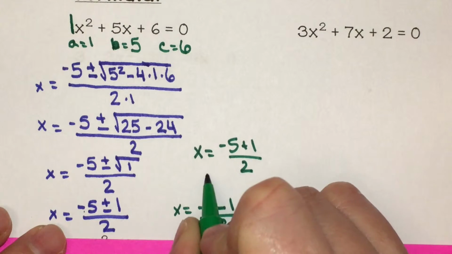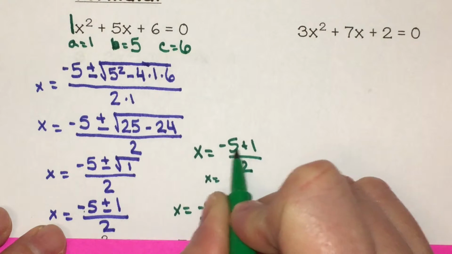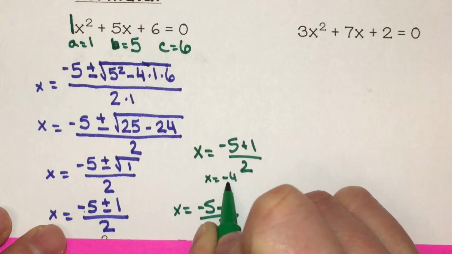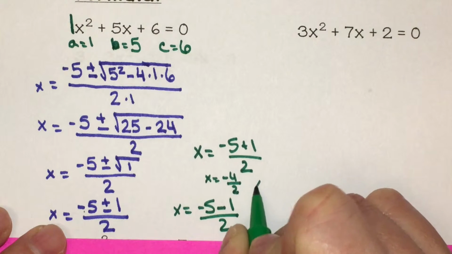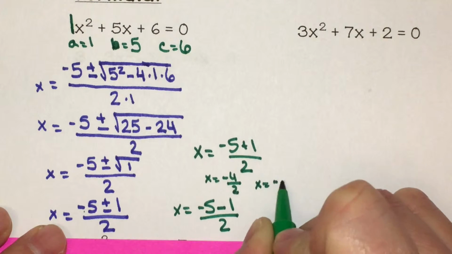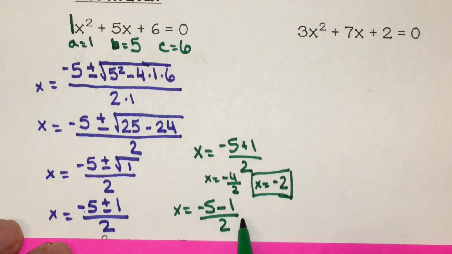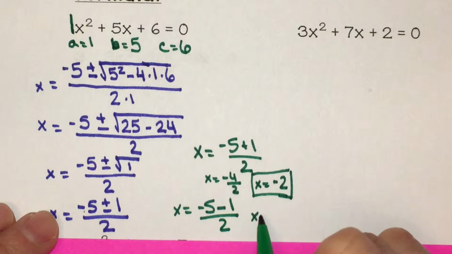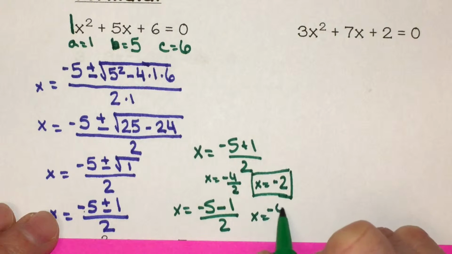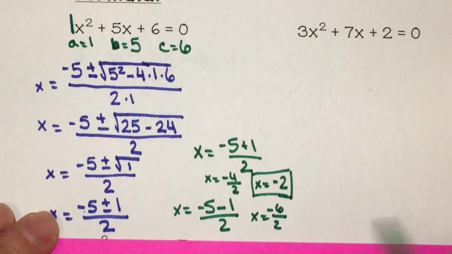So I'm just going to simplify this. x equals negative 5 plus 1 is negative 4 over 2, which gives me x equals negative 2. So that's one value that x is equal to. The other one, x equals negative 5 minus 1 is negative 6 over 2. Negative 6 divided by 2 is negative 3, so x equals negative 3 is my second answer.